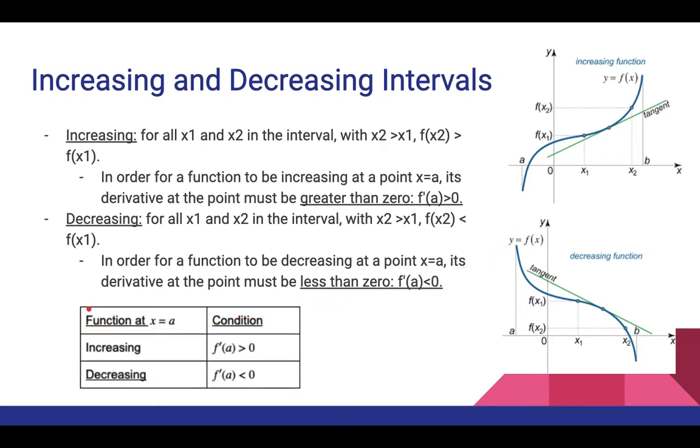Here's a summary of our conditions right here that you can jot down to save yourself some time. Increasing: f prime of a, our first derivative, will be greater than 0 at a point, and then decreasing at x equals a signifies that our derivative at that specific point is less than 0.